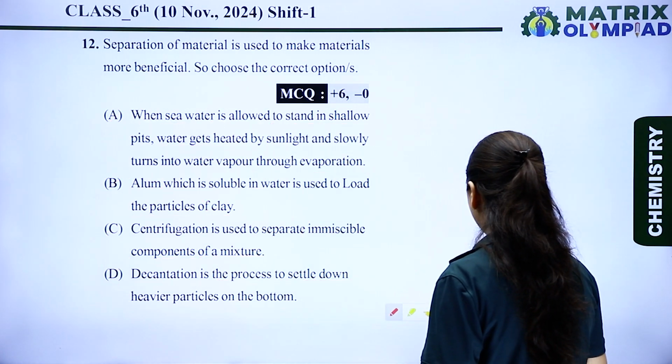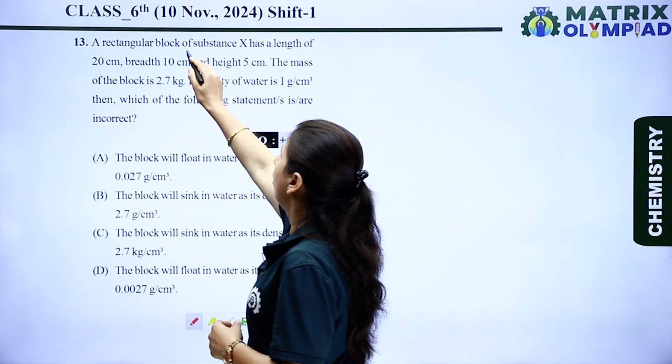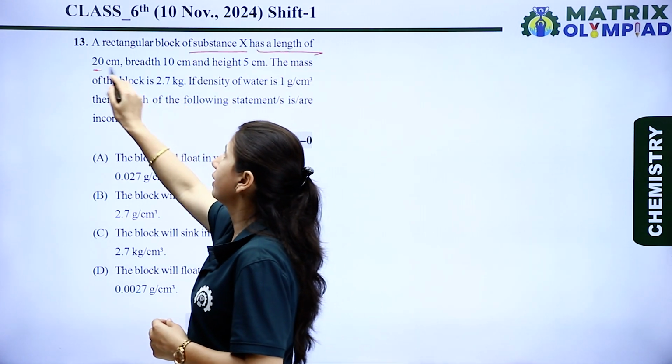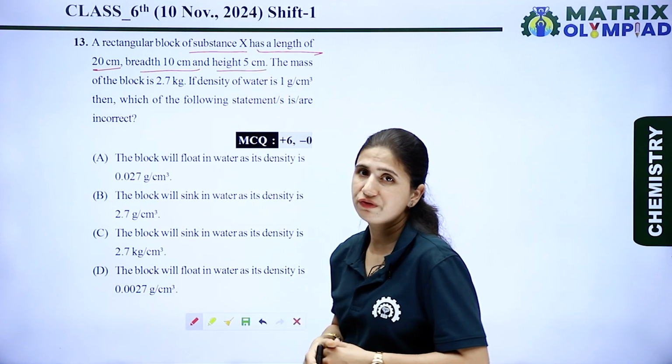Now let's see the next. The next is: a rectangular block of a substance X has a length of 20 centimeter, breadth of 10 centimeter and height 5 centimeter.